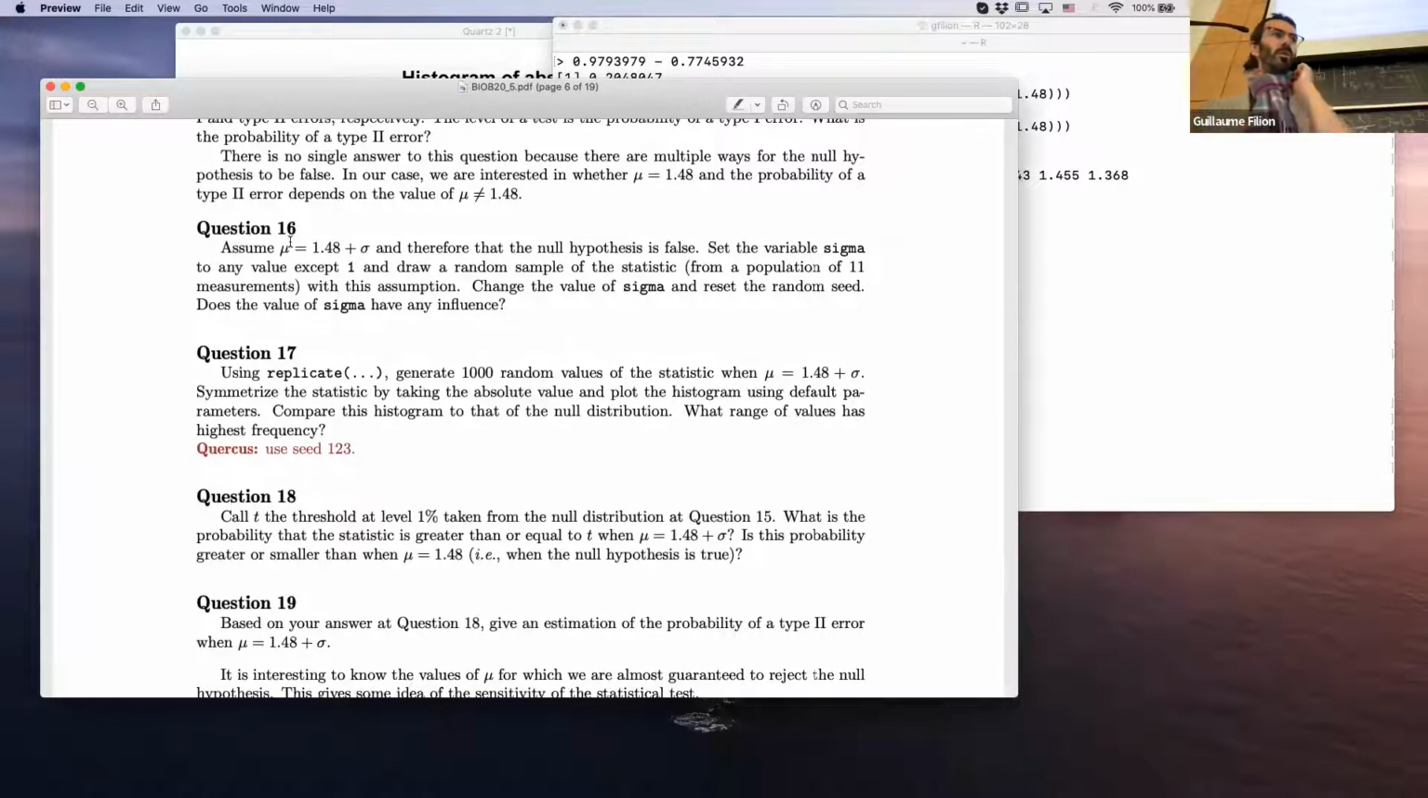So assume mu equals 1.48 plus sigma, and therefore the null hypothesis is false. Set the variable sigma to any value except 1, and draw a random sample of the statistic from a population of 11 measurements with this assumption. Change the value of sigma and reset the random seed. Does the value of sigma have any influence?